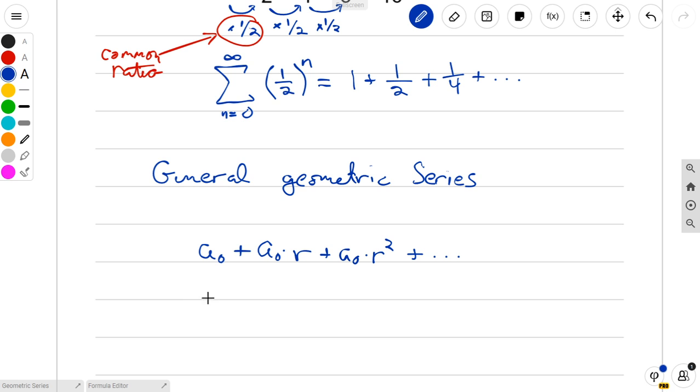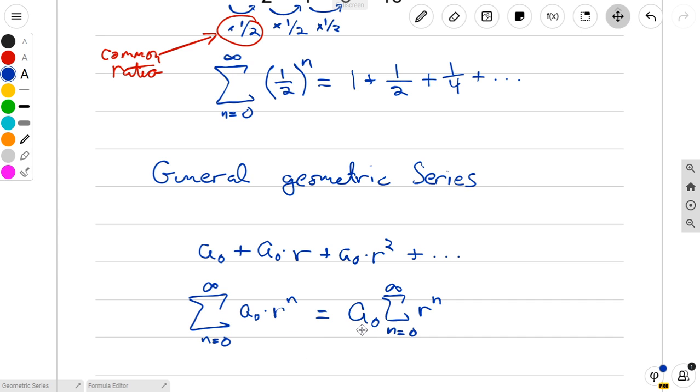Now you might notice that the a sub 0's really aren't going to make a difference. We can write this sum as the sum of a sub 0 times r to the nth power, where n goes from 0 to infinity, for our infinite geometric sum. Or, if we really wanted to, you could factor the a sub 0's out of every single one of the terms and just get a sub 0 times the sum from n equals 0 to infinity of r to the nth power, right? And this is still going to end up being our geometric series. Okay?